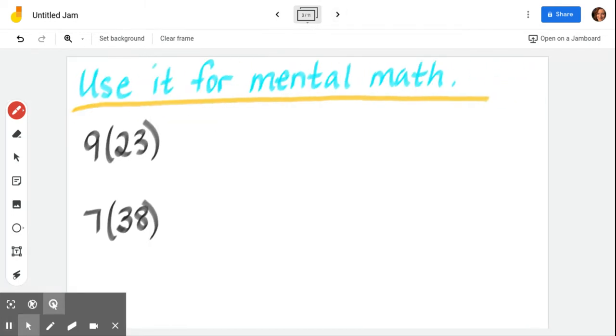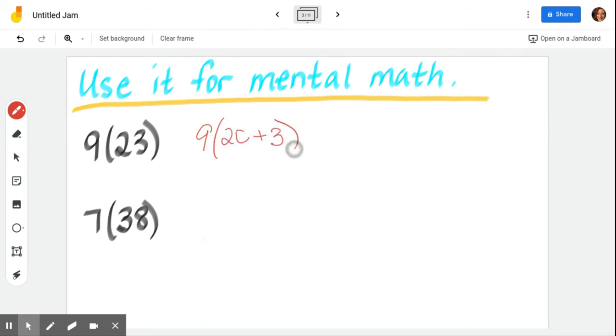So here's how you can use this for mental math. 9 times 23. Now, some of us, we can do that multiplication the way it is. We can work through 23 times 9 in our heads without it killing us if you're pretty strong at multiplying. But when I do it, this is what I do. I rewrite the problem, okay? I keep the 9 on the outside, but instead of doing 23, I know that 23 is the same thing as 20 plus 3 more, right?